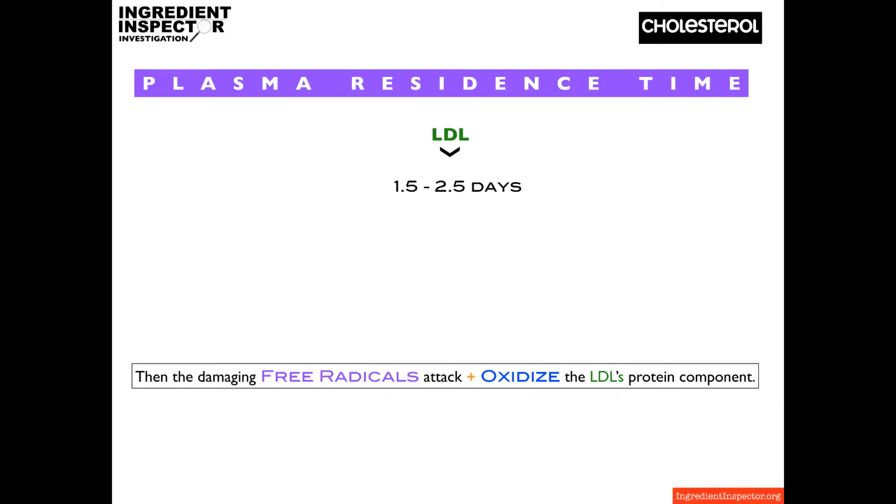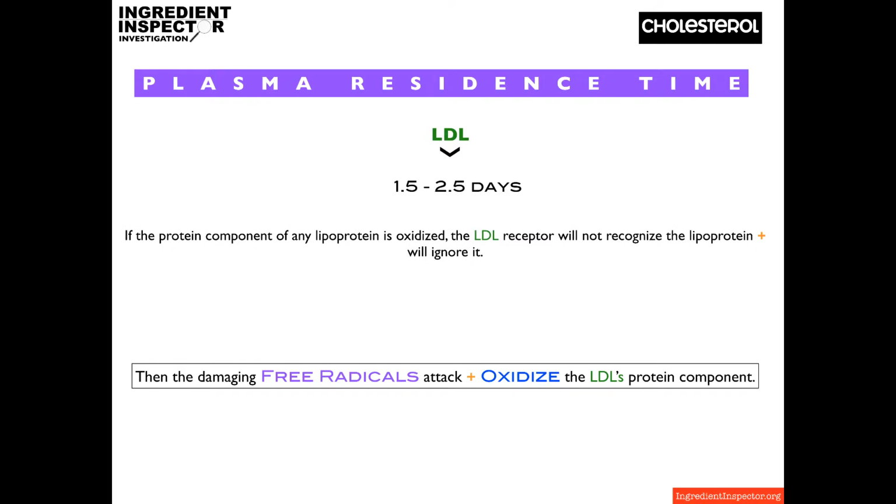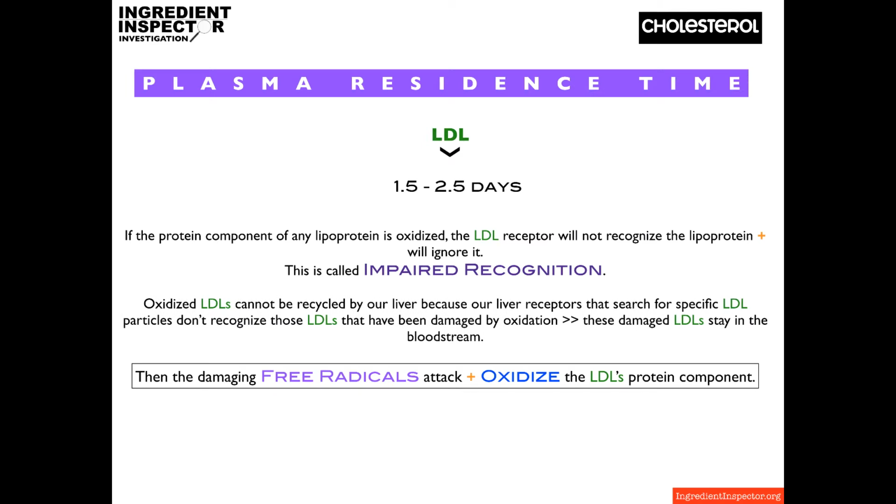If the protein component of any lipoprotein is oxidized, the LDL receptor will not recognize the lipoprotein and will ignore it. This is called impaired recognition. Oxidized LDLs cannot be recycled by our liver because our liver receptors that search for specific LDL particles don't recognize those LDLs that have been damaged by oxidation. These damaged LDLs stay in the bloodstream, and we know that that is not a good thing.